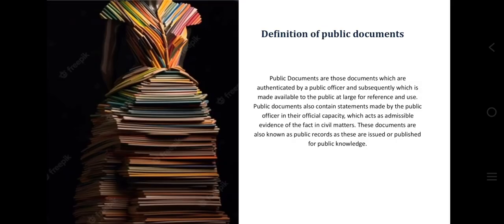So firstly, what is the definition of public documents? Public documents are those documents which are authenticated by a public officer and subsequently made available to the public at large for reference and use. Public documents also contain statements made by the public officer in their official capacity, which act as admissible evidence of the fact in civil matters. These documents are also known as public records, as these are issued or published for public knowledge.